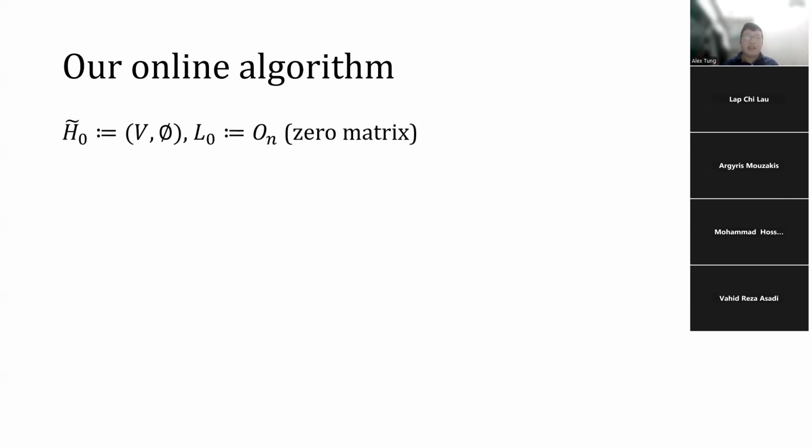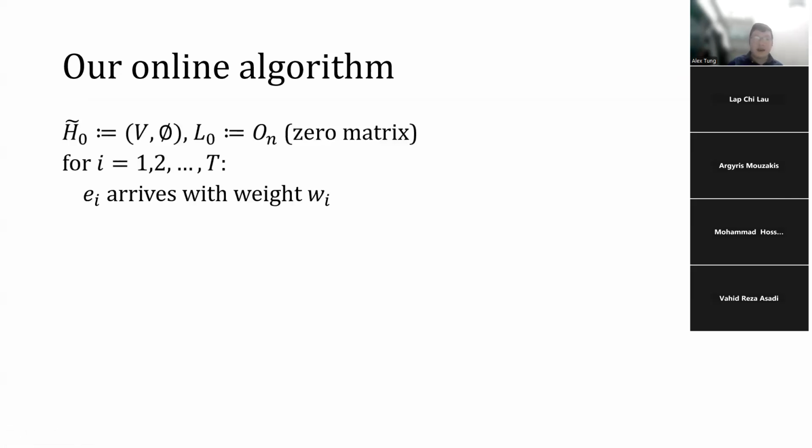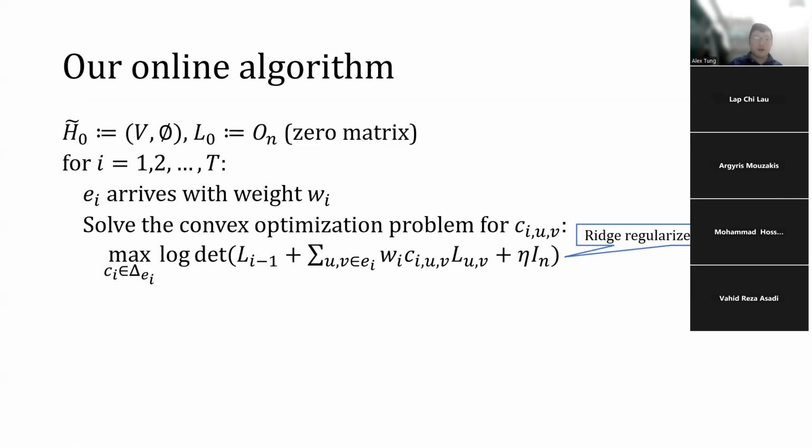So in the beginning, H tilde is basically all the hyperedges that you included. In the beginning, there's none. And then we also maintain a Laplacian L0. So initially, it's just a zero matrix. And then as the hyperedges arrive, we're going to solve this convex optimization problem for CIUV.